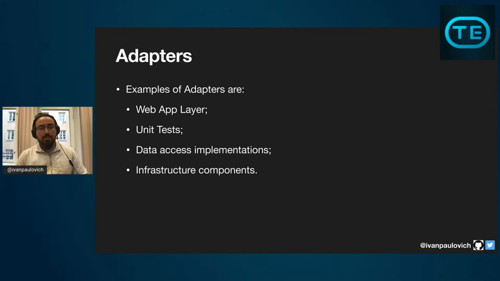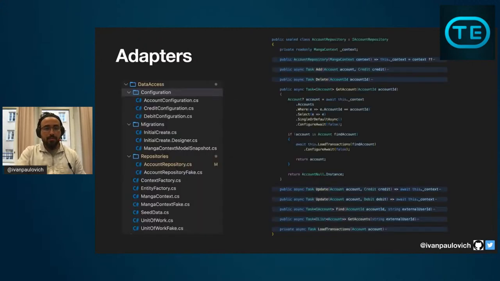Some examples of adapters are the web application component and the unit tests. Those are even primary actors because they are invoking your use cases. And on the other side, there are data access implementations. Everything that executes I/O are secondary actors. And other infrastructure components, let's say you might even have a secondary actor for validation, encryption, and those are adapters also.